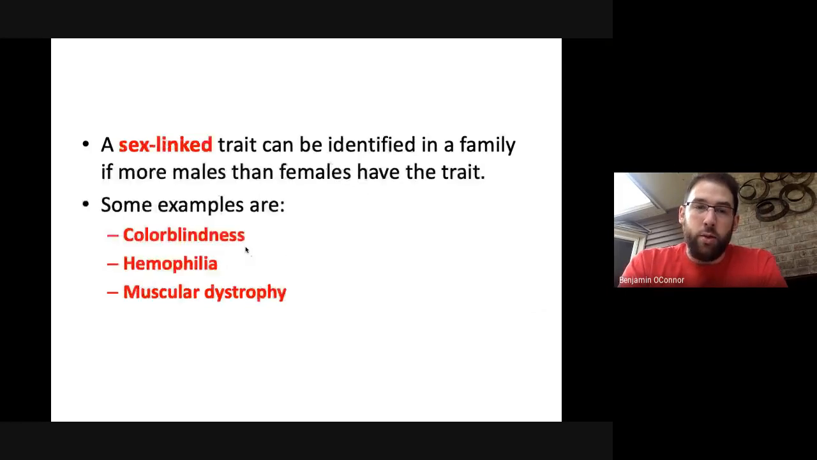All right, so this is what we're getting to next. These are sex-linked or X-linked traits. They can be identified in a family if more males than females have that trait. This gets into those codings. Males are XY, females are XX, and we're going to see that more X-linked traits are carried on the X chromosome, just because it's bigger. Examples are color blindness, hemophilia, which is a problem with your blood, since the prefix hemo means blood, and muscular dystrophy.